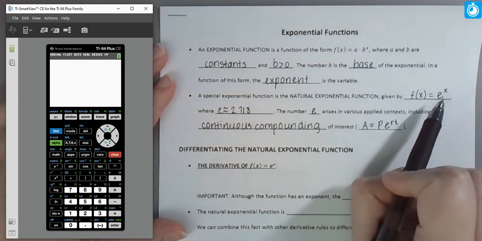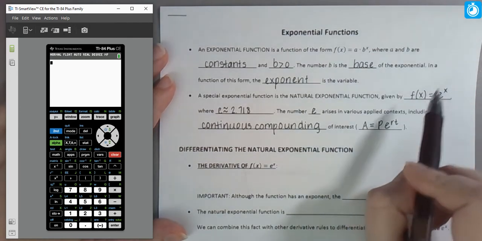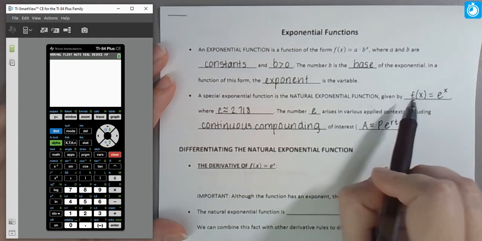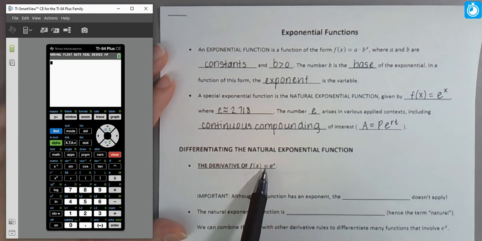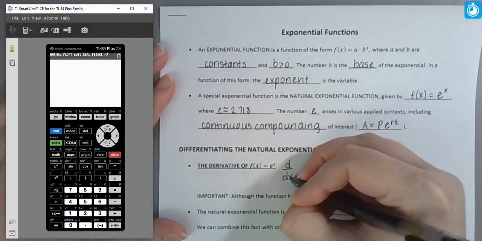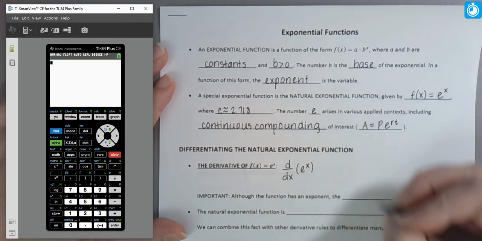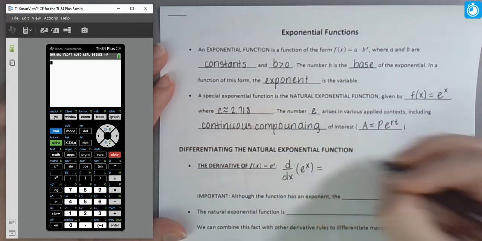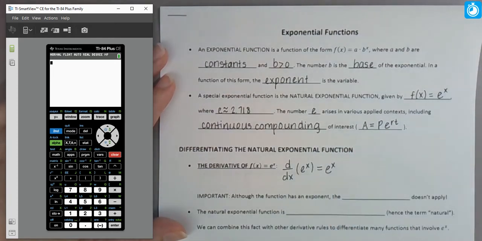So e is special specifically because of what happens when we differentiate a function involving e. So what is the derivative of this function? Well, the derivative of the function f of x equals e to the x is calculated in the following way. If we take the derivative with respect to x of the function e to the x, it turns out that the derivative is e to the x. That is going to be our derivative.